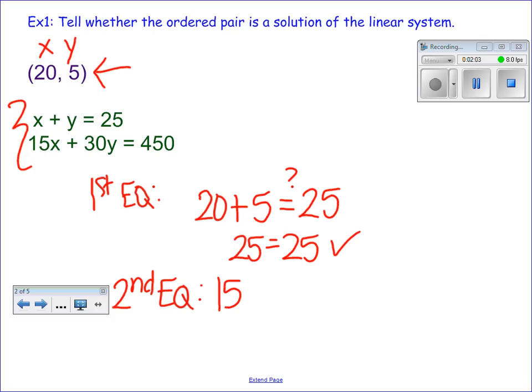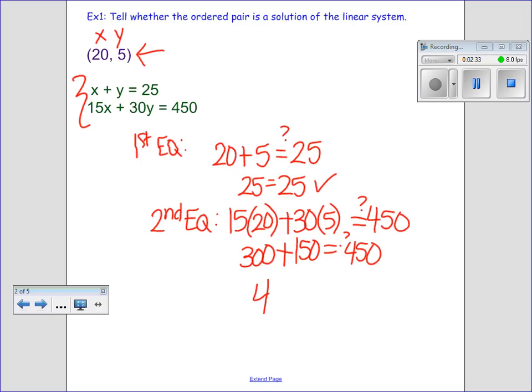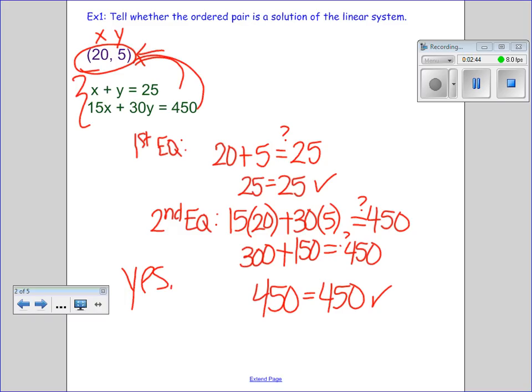I have 15 times my x, which is 20, plus 30 times my y, which is 5, and I'm going to see, does that equal 450? Okay, so my first problem, 20 times 15, gives me 300, plus 30 times 5 gives me 150. Does that equal 450? Well, in fact, yes, 450 equals 450, so that is true. Because this ordered pair right here made both equations true, we say, yes, it is a solution. Now, what if it only made one of them true? It would not be a solution. It has to make both equations true. All right, on to the next example.